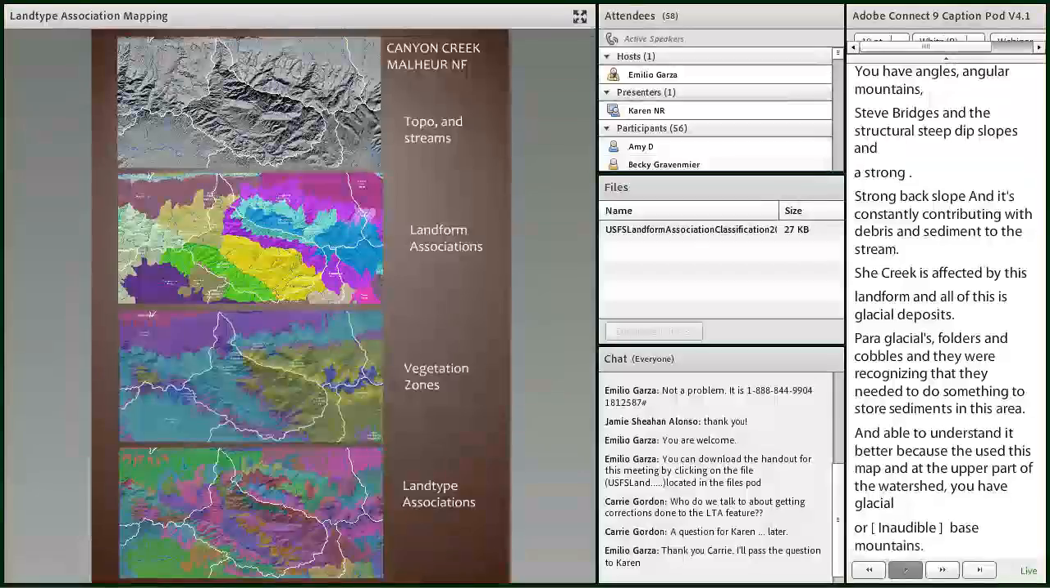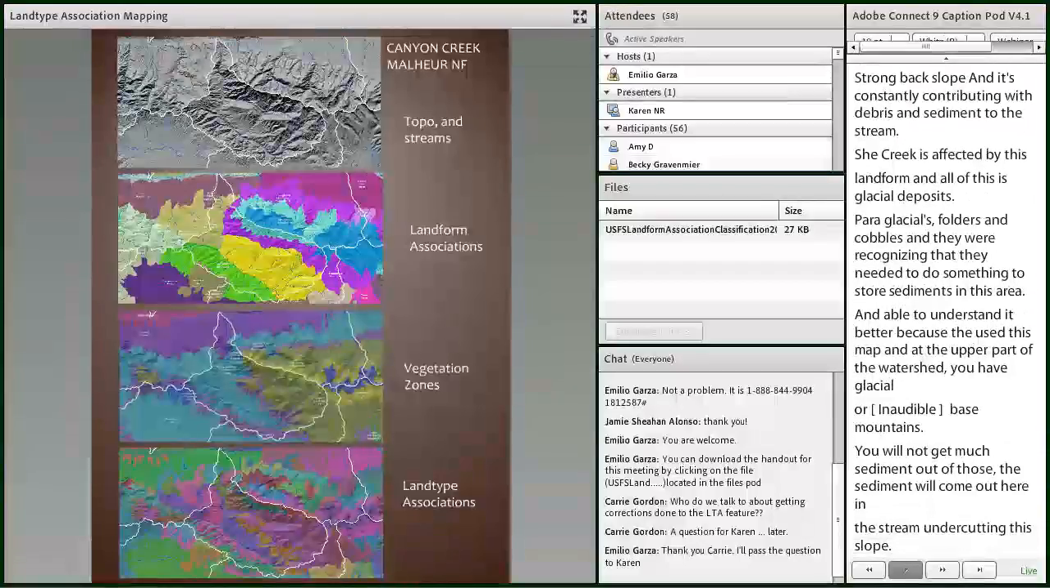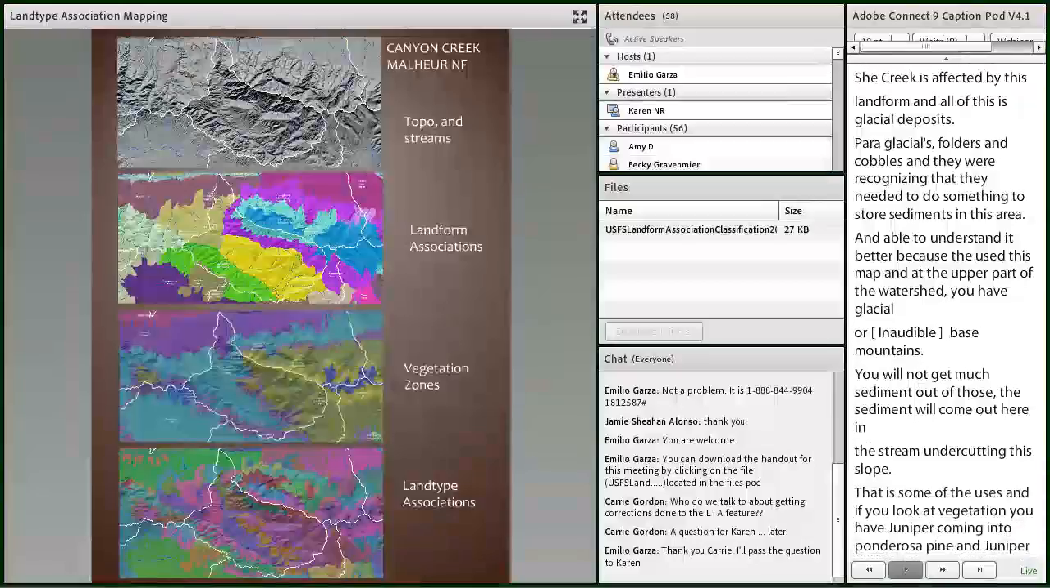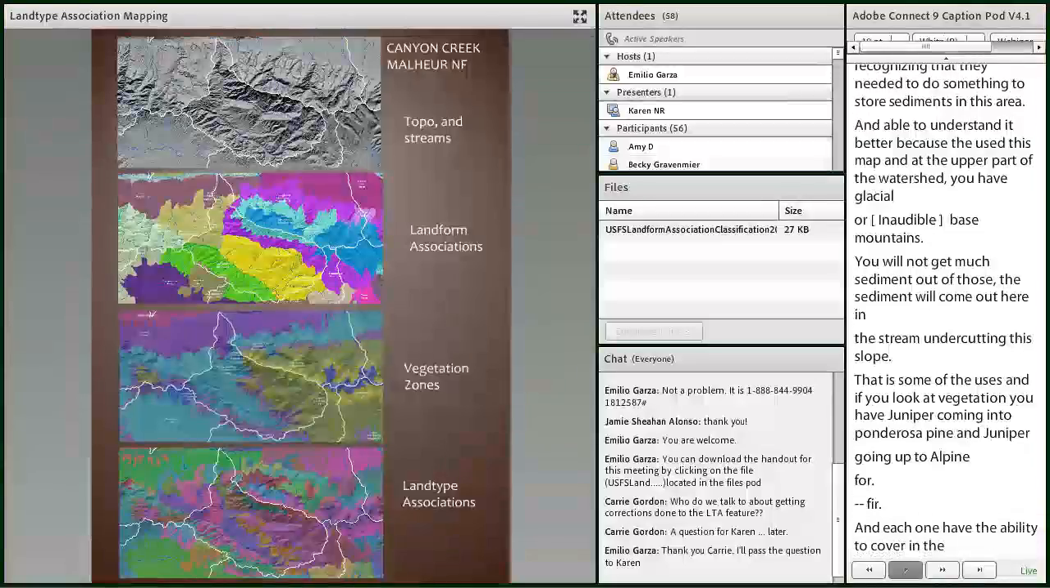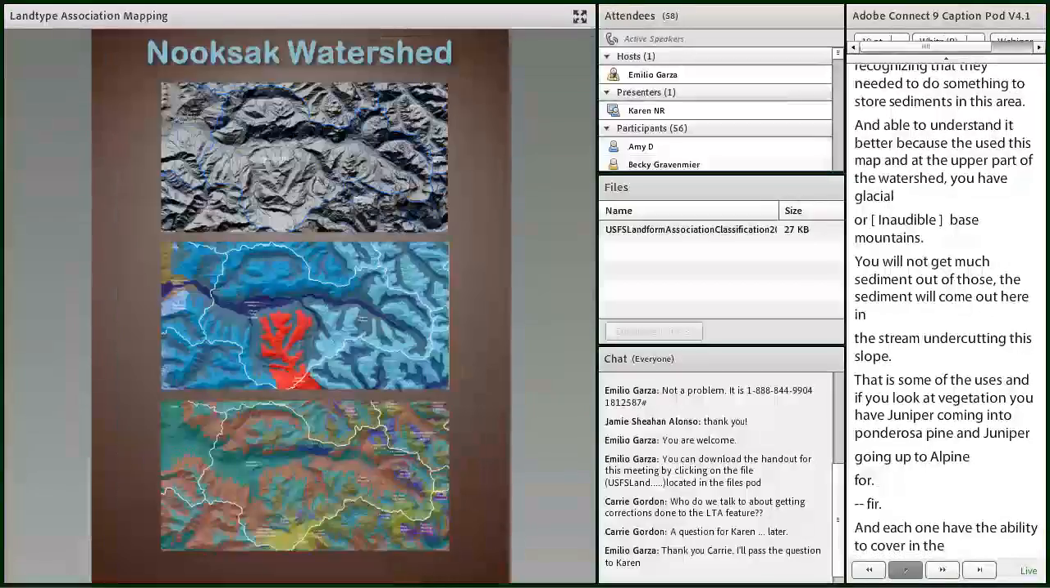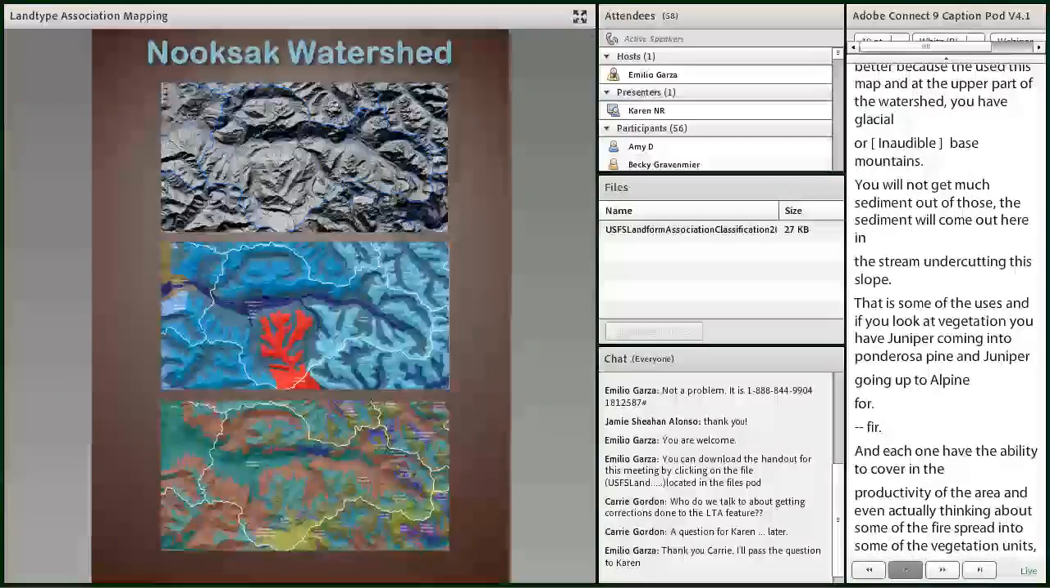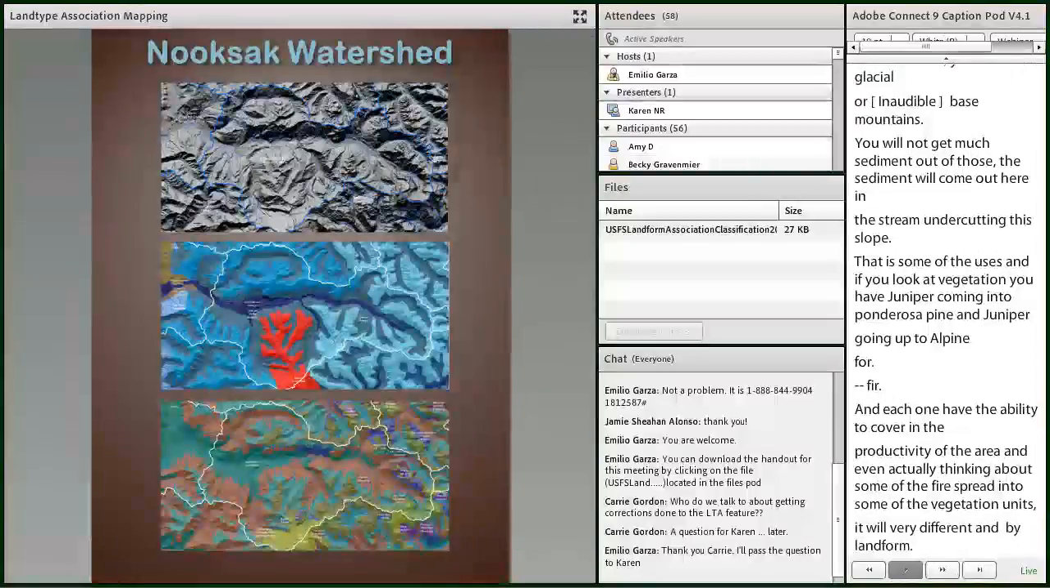And then if you look at the vegetation, you have juniper coming into ponderosa pine, juniper going up to subalpine fir. And each one of those veg types has a different ability to recover and just the productivity of the area. And even, thinking about fire spread into some of these vegetation units, it will vary by landform. So I have an example of that a little bit later. I just wanted to point out the Nooksack watershed in the Mount Baker Snoqualmie.